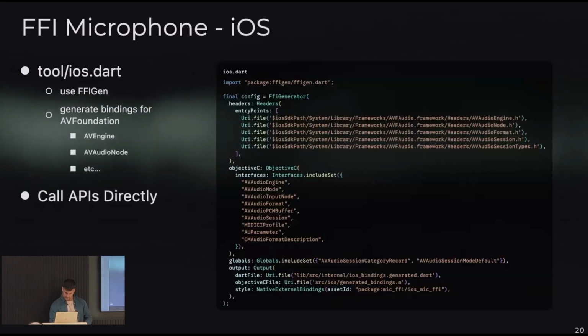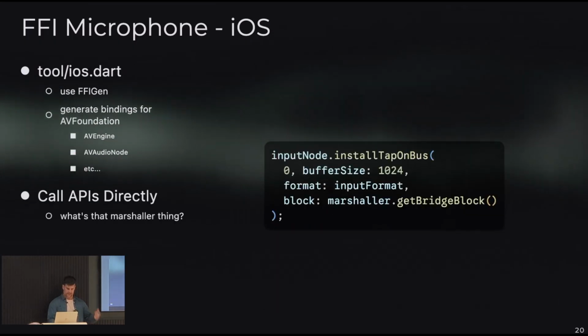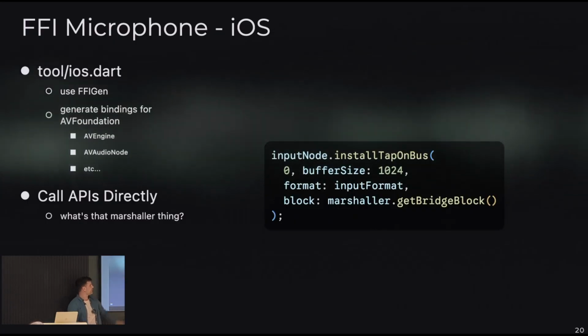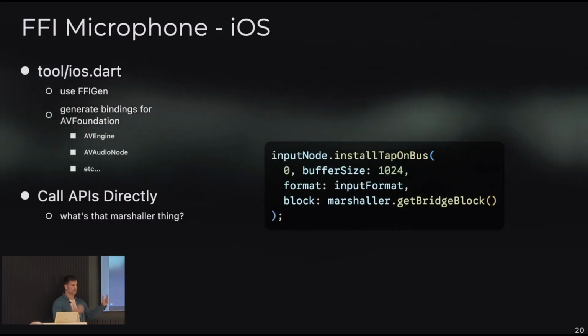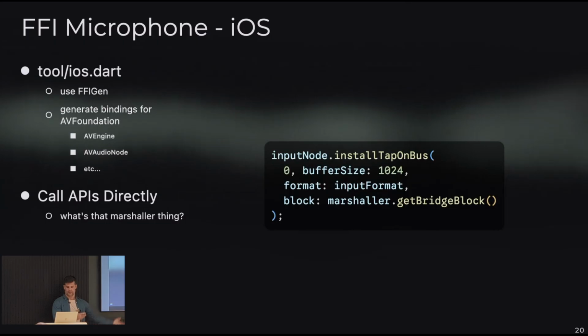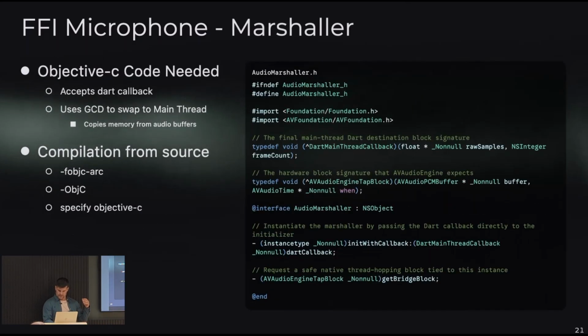So marshaller.get bridge block, and install tap on bus, that lets us pull the audio buffer from the microphone.